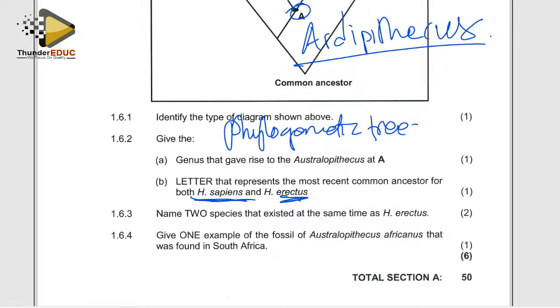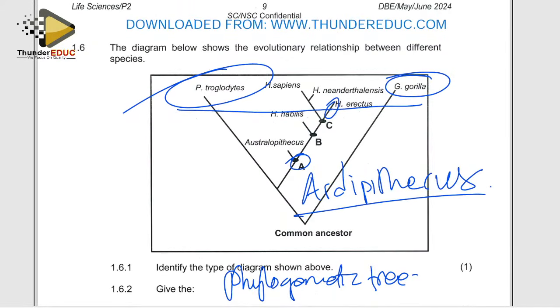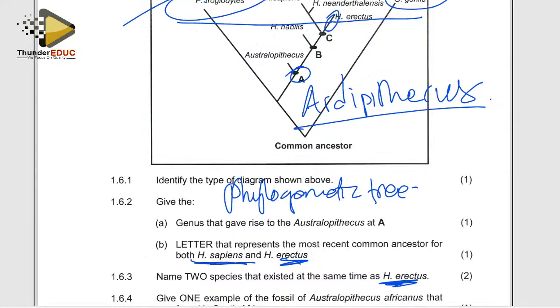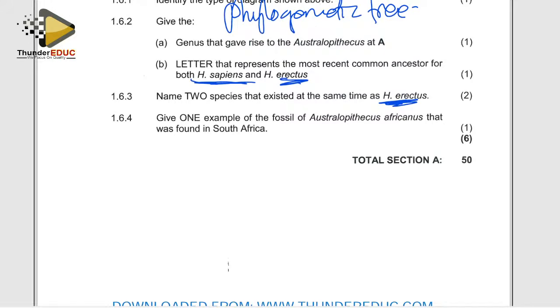All right. Name two species that existed at the same time, meaning that they competed for resources, for Homo and then we have the Pan. So basically, these are the two species which competed for resources in that regard. Then we go to the next question.